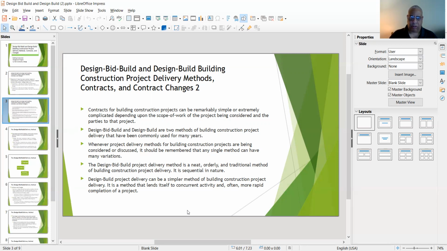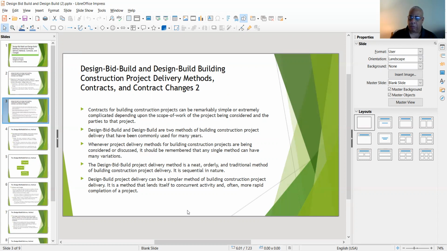Now, in the latter years, you've heard two terms. I've mentioned them: design build and design bid build. Now, design bid build and design build are two methods of building construction delivery that have been commonly used for a number of years. Many people haven't heard of it, but it has been around.